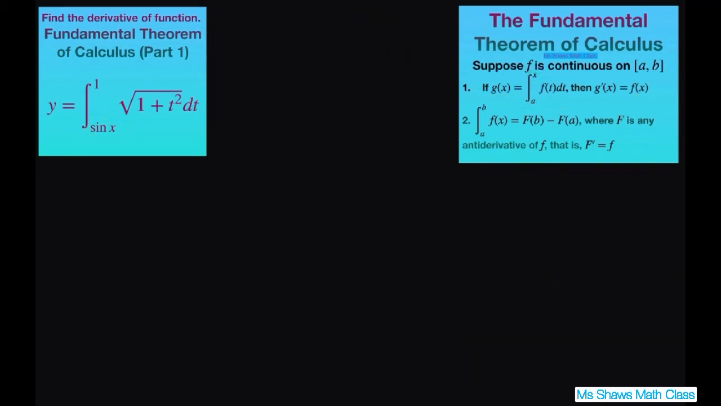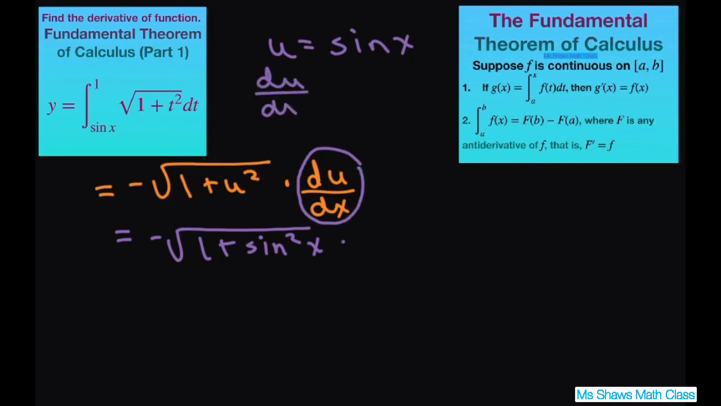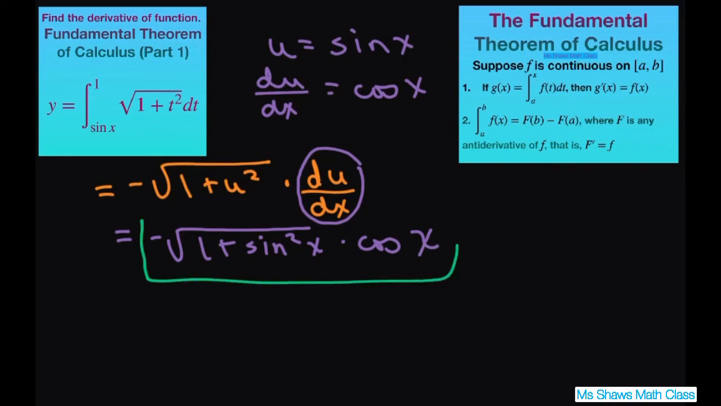And you're going to get this equals negative square root of 1 plus u squared times the derivative of u with respect to x. Now let's substitute everything in. Negative, u was sine of x, sorry about that. So sine squared of x. And the derivative of u with respect to x was, we already did this, but I'll write it again, cosine of x. So just multiply this by cosine of x. And you can leave it like that. This will be your final answer.